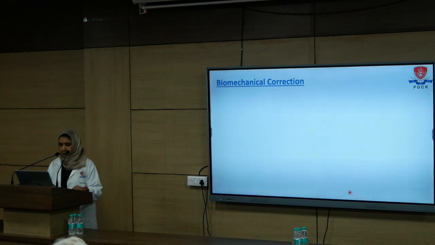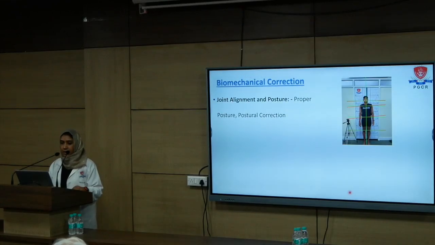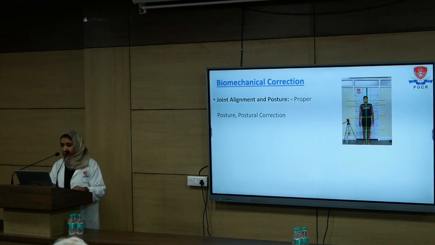So biomechanical correction: bio means body and mechanics means movement. Our body is aligned and joints are also aligned, so we have to align our joints properly so that any joint overload or misalignment will not happen and affect our joints. So first we'll do joint alignment and proper posture, in the form of postural correction, as shown in the image.